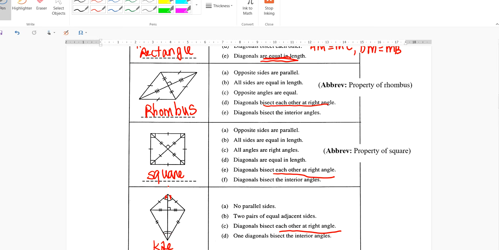So let us summarize this now. Rhombus, square, and kite. What's so special about the diagonals? I just mentioned what's so special about the diagonals. They are at right angle. Very good. The diagonals bisect at right angle.